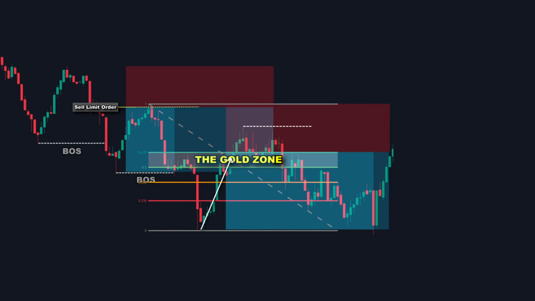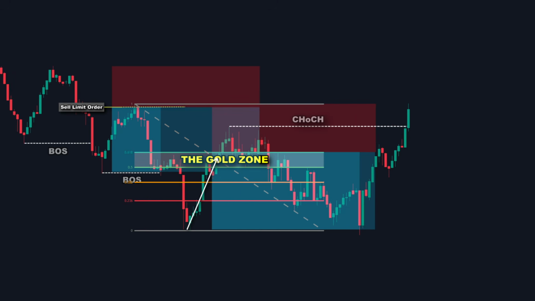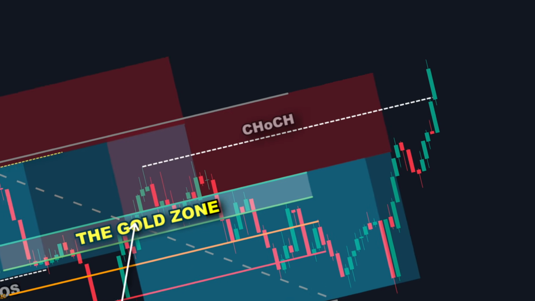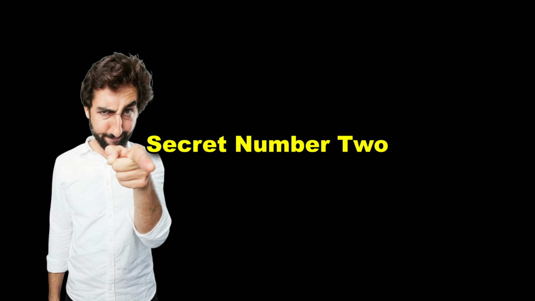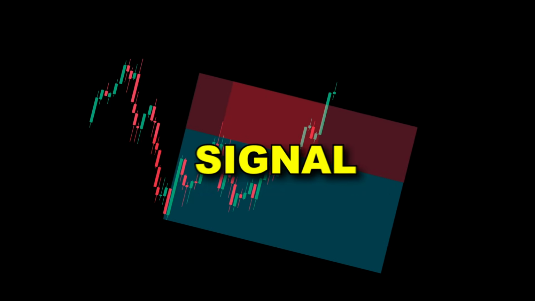But eventually, the market turns. And that's where most scalpers blow up. They keep forcing the same direction even though the structure has flipped. Don't do that. Which brings us to secret number 2. Your losing trade isn't just a loss, it's a signal.